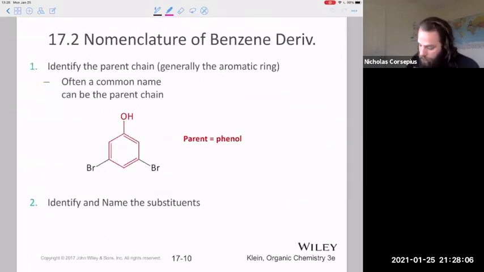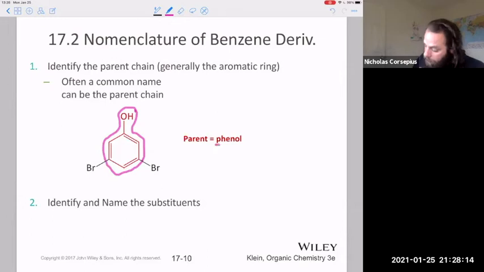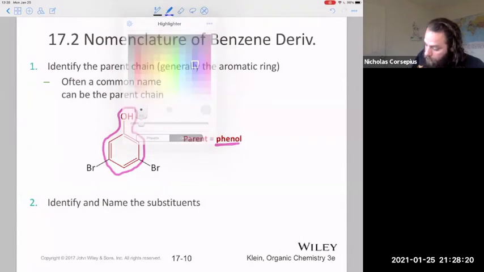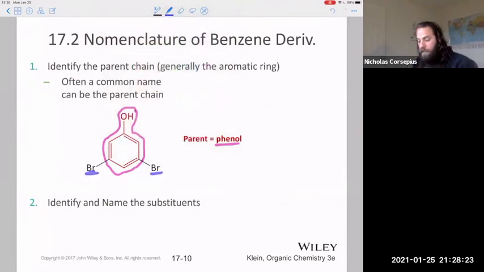Okay, so here, let's go through this procedure. We have to identify the parent chain. In this case, it's one of those special benzene derivatives that has its own name, which is phenol. Then we're going to name and locate these substituents here. In this case, there are bromo groups. And then we've got to find their location. In this case, it's tri-substituted, right? So you can't use the ortho-meta-para. This is one of the very common mistakes that people make, to try to use ortho-meta-para when it's not appropriate. It only works for di-substituted benzenes. If there's more than that, you can't use it.